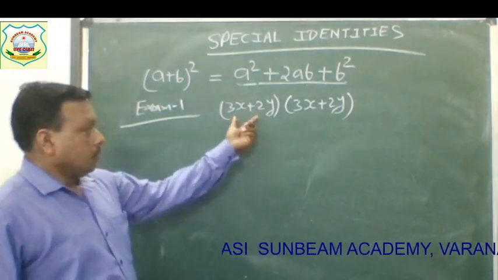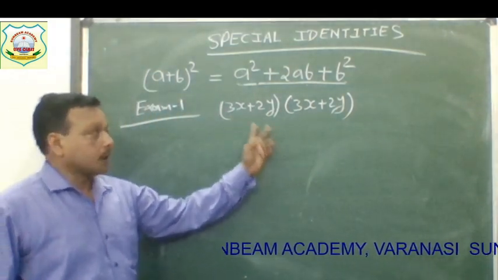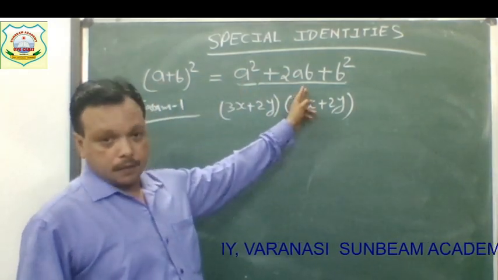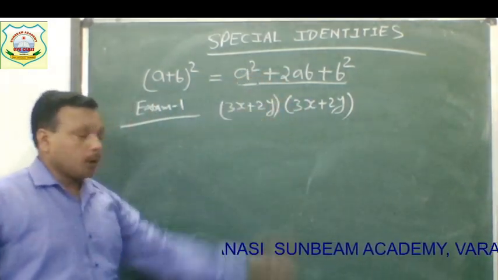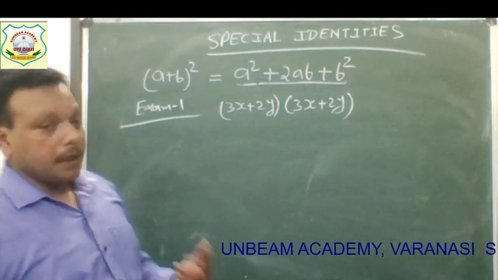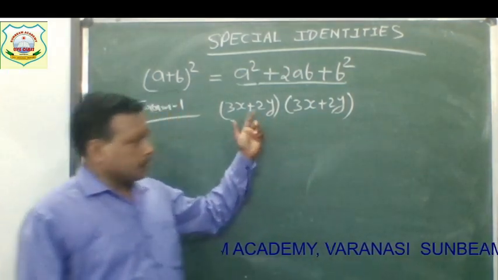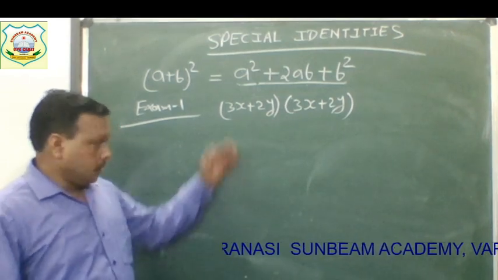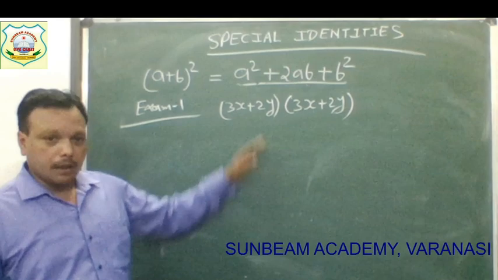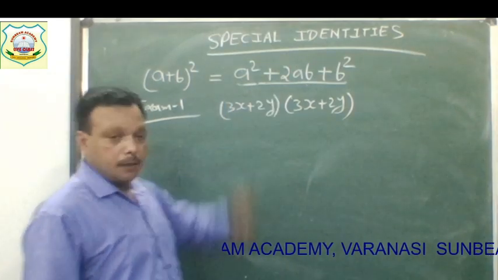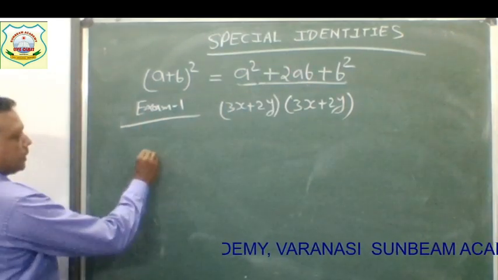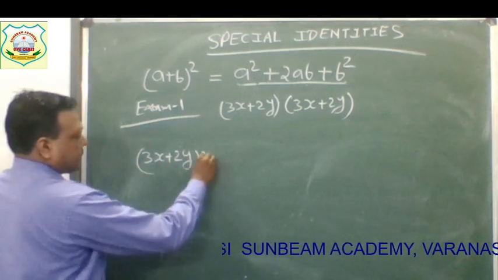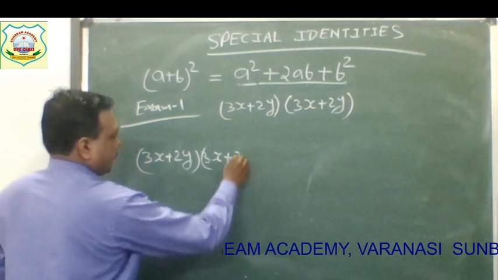But students, we will not follow the rule of 6b. We will follow these identities. If we follow the rule of 6b, the same answer will come, but it will be too large. It takes 3-4 steps, then you will get the answer. And see what happens here: 3x plus 2y multiplied by 3x plus 2y.